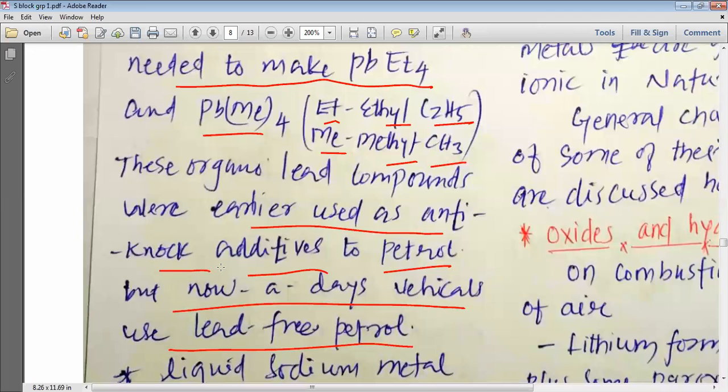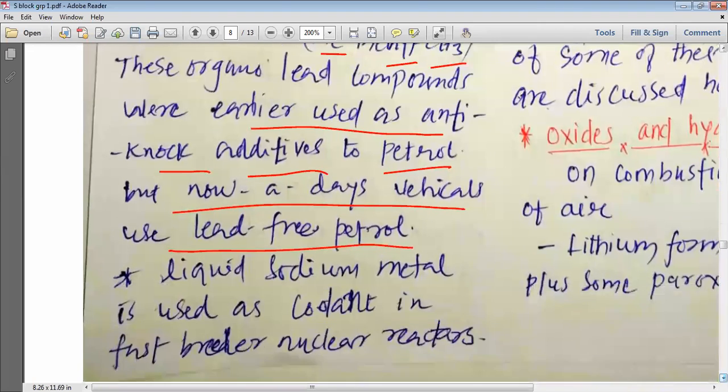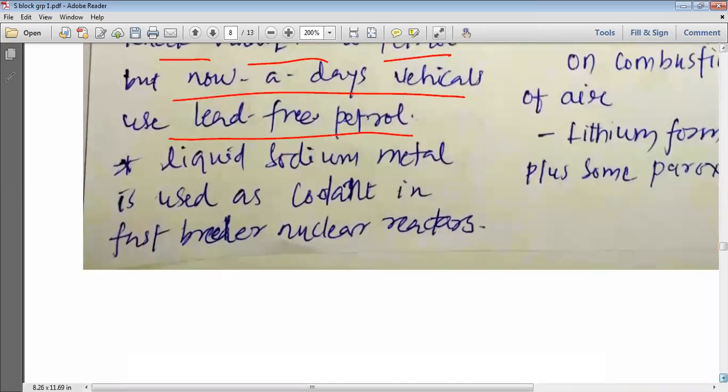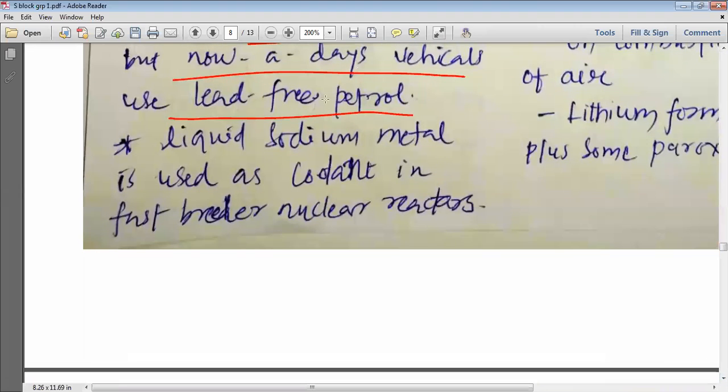This reduces the noise in the engine of the vehicles, but the lead which is produced in the smoke due to this compound is very harmful, and that is why nowadays we do not use petrol added with PbEt4 or PbMe4, and we use lead-free petrol. But earlier the compounds of lead, PbEt4 and PbMe4, were used as anti-knocking agents.